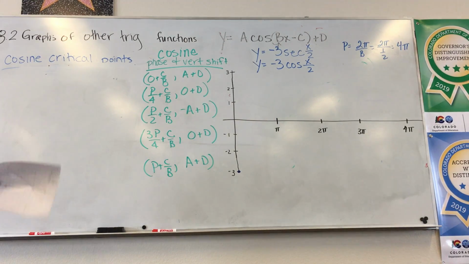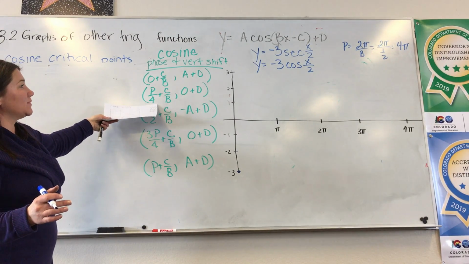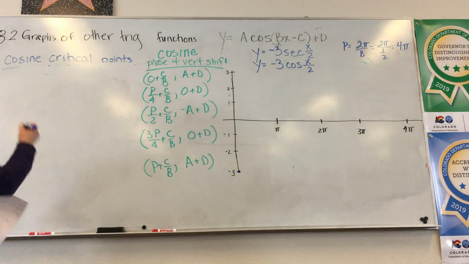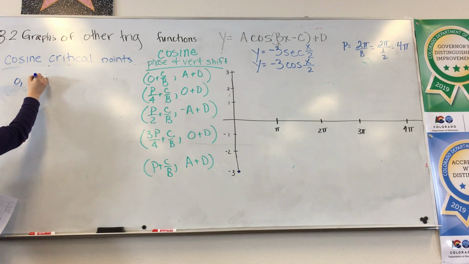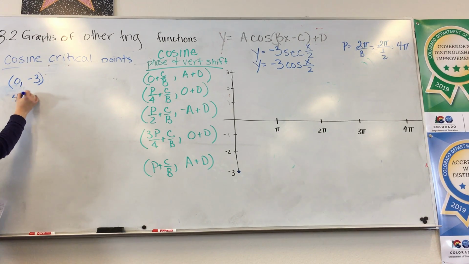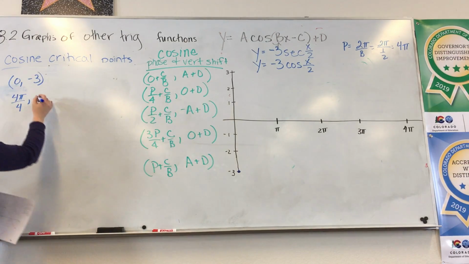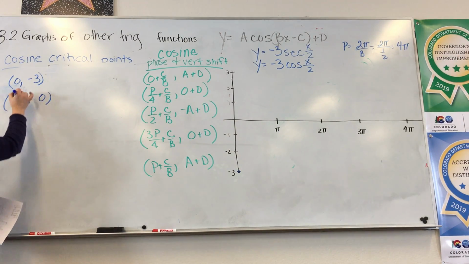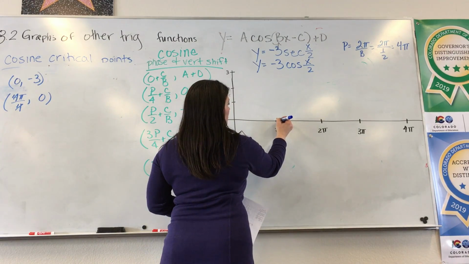I feel like I wasted 3 days teaching you the wrong way. But okay, now we need the period divided by 4. So we have 0, -3. Now the second point is the period divided by 4: 4 pi divided by 4, and 0 plus d. We don't have a d, so that's my point. That's pi, 0. So here's my 0.